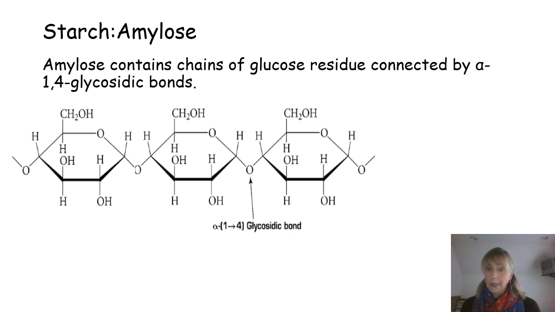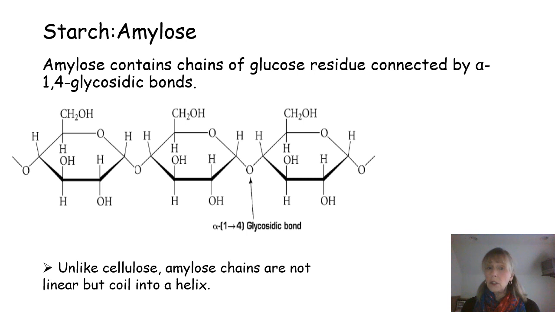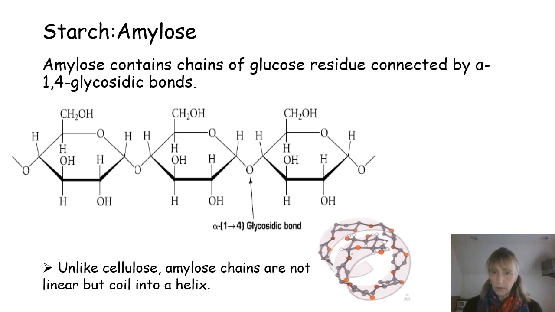So here we have glucose. We recognize it again. Quite a difference, though, between this and our cellulose, right? Remember, we had beta 1,4 glycosidic bonds. These we see clearly, the OH down, right? So these are alpha 1,4 glycosidic bonds. Unlike cellulose, amylose chains are not linear, but instead what they do is to coil into a helix, right? So their structure, their tertiary structure is much different.